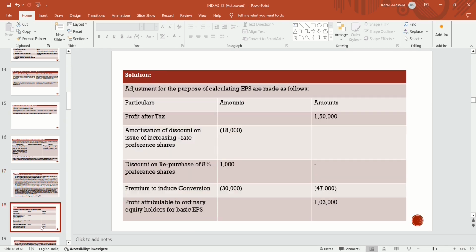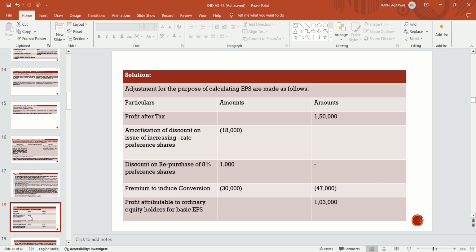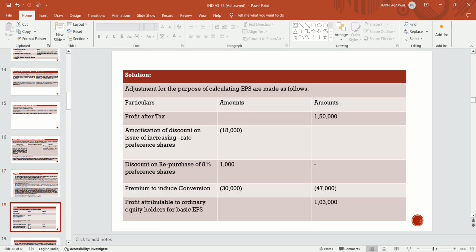Now what adjustment will we make while calculating the EPS? Adjustments for the purpose of calculating EPS are made as follows. Profit after tax as given in the question, that is profit after tax for the year 2024, is 1,50,000. Now amortization of discount on issue of increasing rate preference shares. The accrual for the discount in the year, calculated using the effective method, amounts to say rupees 18,000. So this is the amortization of discount on issue of increasing rate preference shares.